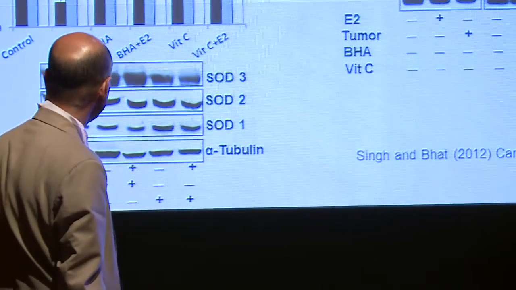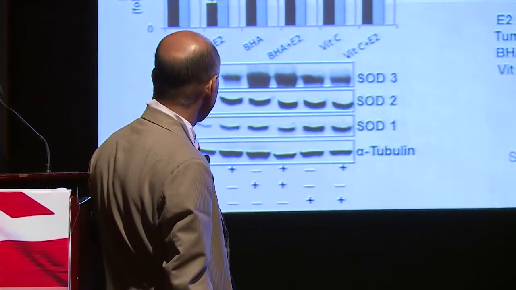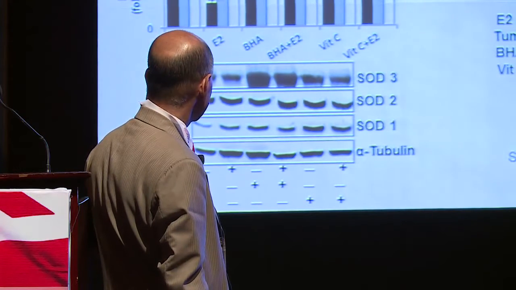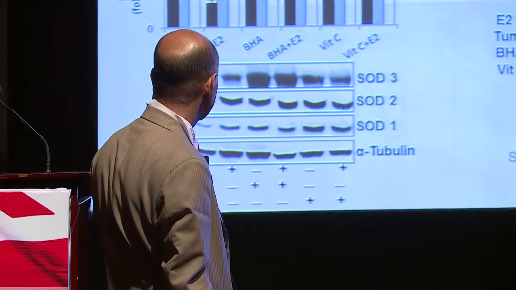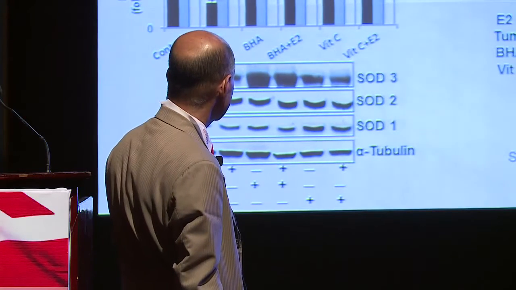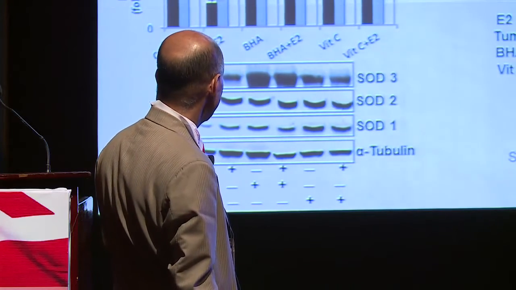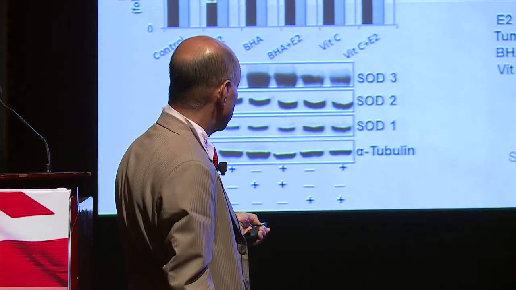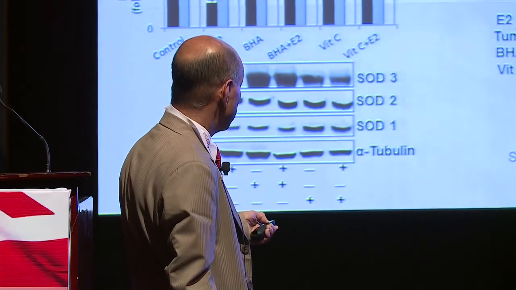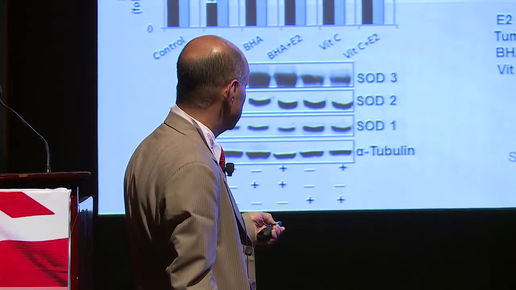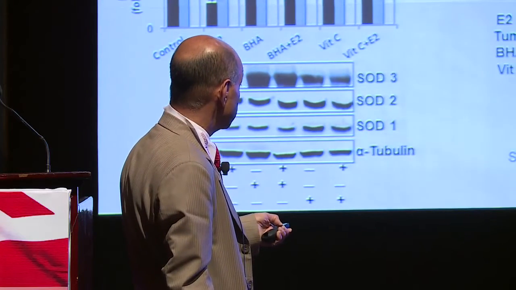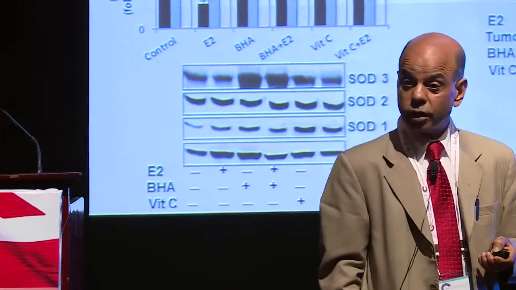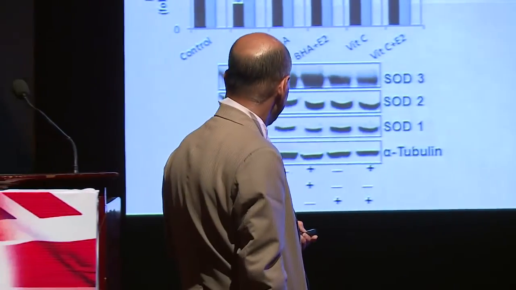So this slide shows that with exposure to estrogen, superoxide dismutase 3 is decreased both in estrogen-exposed breast tissue as well as in the tumor. But if you give interventions, it comes back both at the mRNA level as well as the protein level. In the tumor tissue, there's a significant decrease, but when you give interventions, vitamin C or vitamin C plus E2 or BHA plus E2, not only does it come back, but it gets induced and increased.